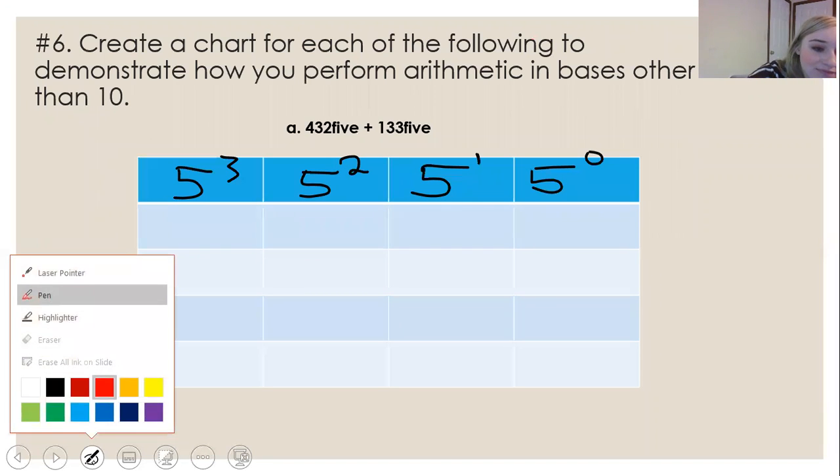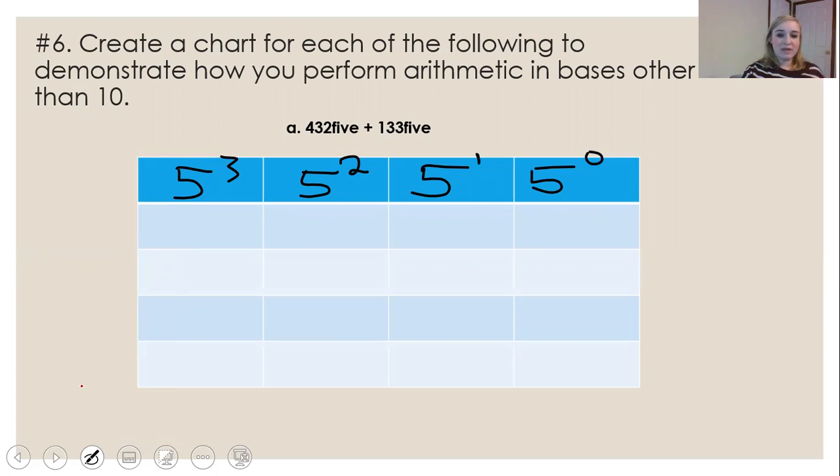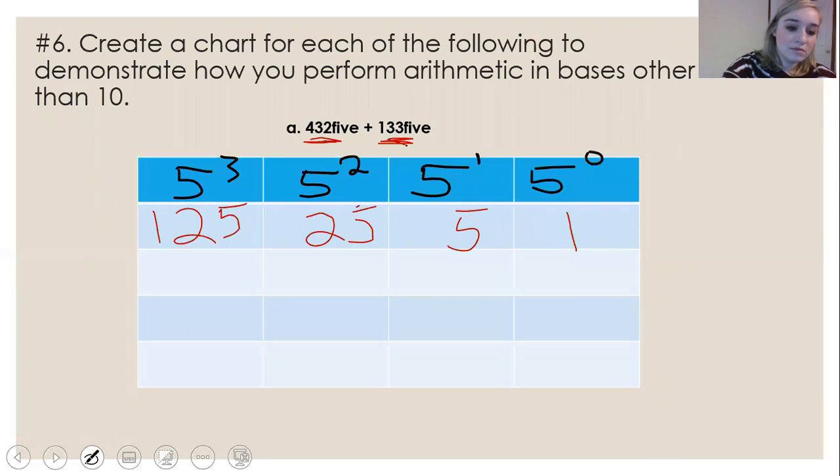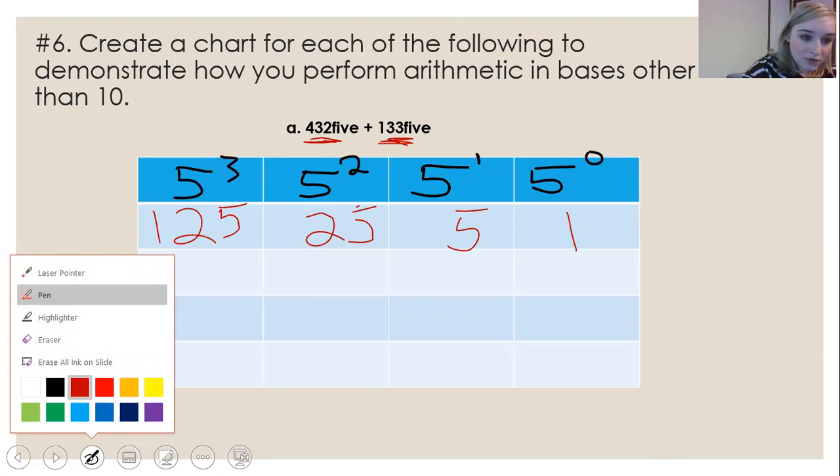So what we're going to do is, this is our base of 5, and this is the ones place, the fives place, and so on. Starting out, we're going to determine what each of these are. So we have 125, 25, 5, and 1. We're going to use dots to represent each number. So we're going to start with 432.